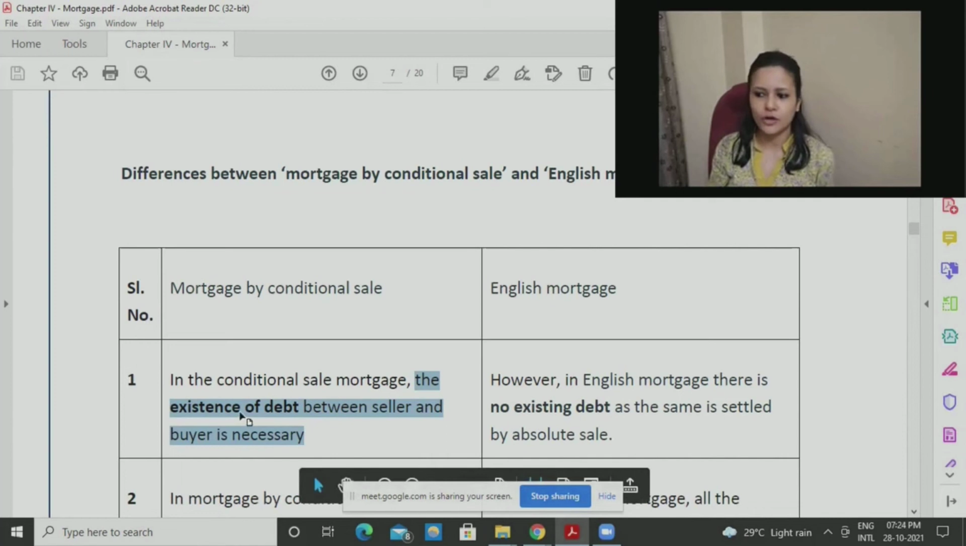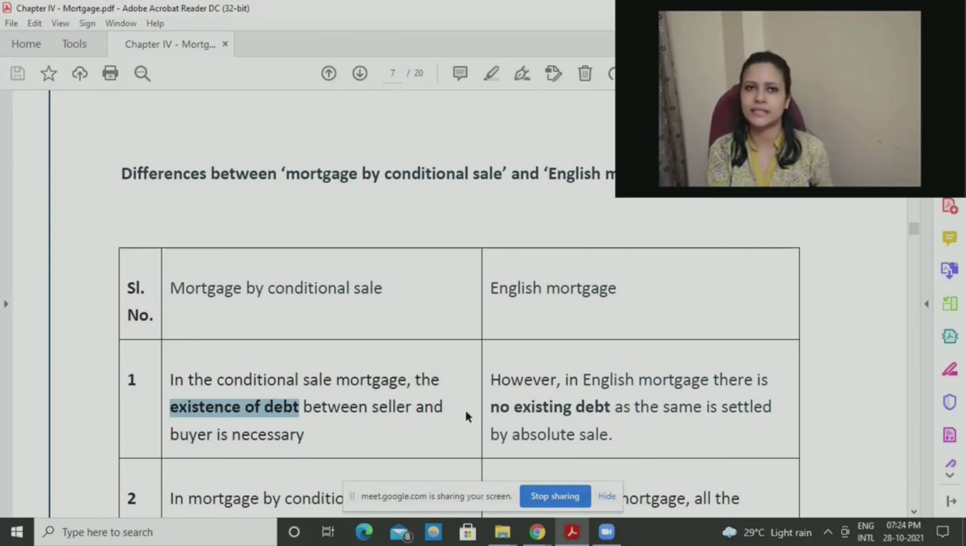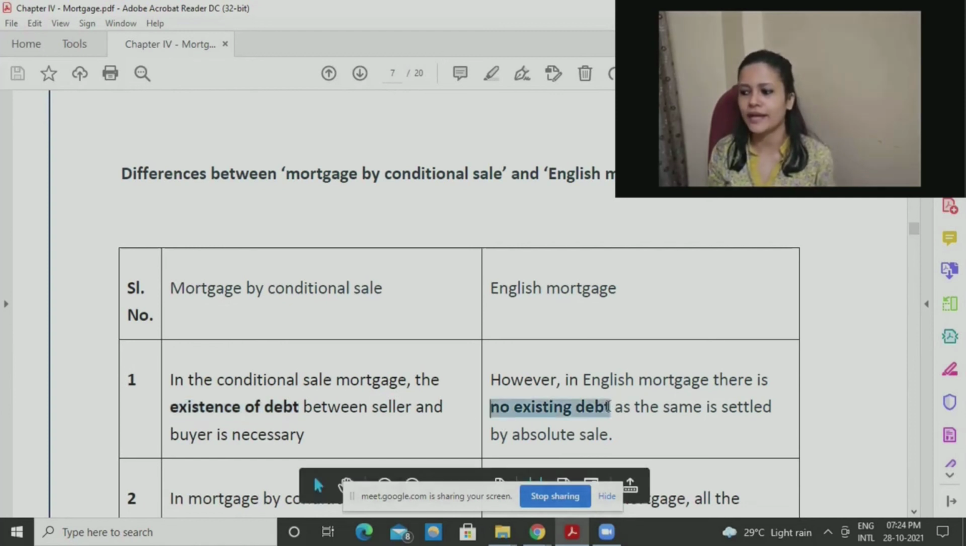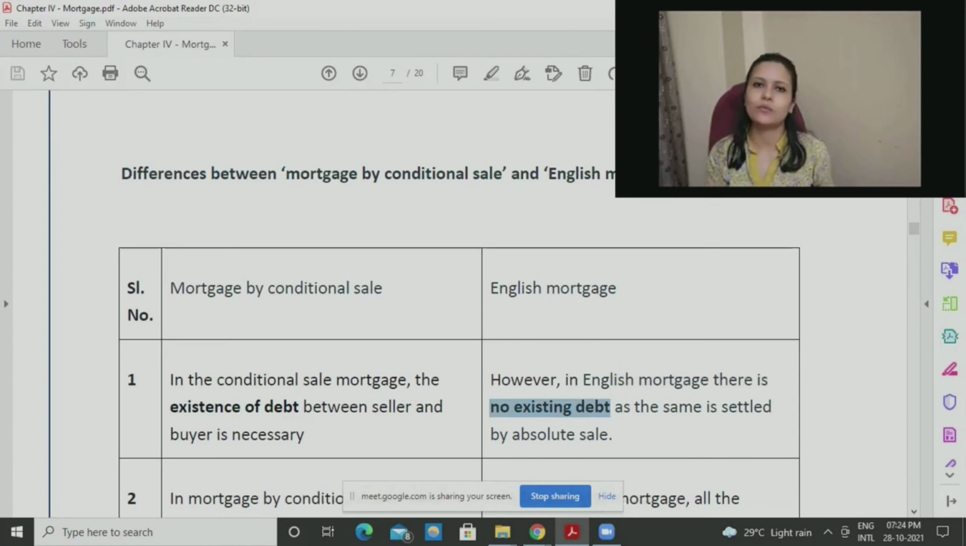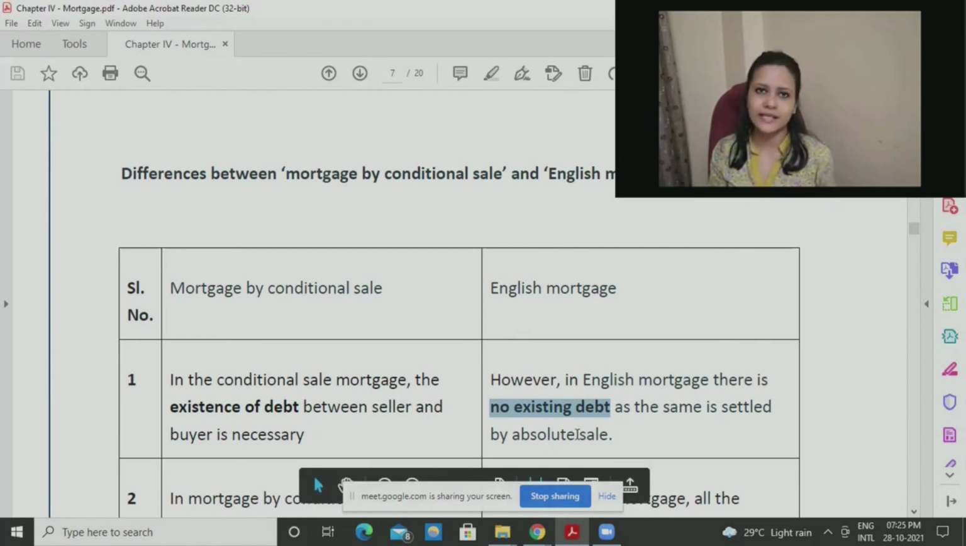So in case of mortgage by conditional sale, the existence of debt is there. It's not already settled between parties. Just the provision is mentioned that how it will be settled at a later stage, if the mortgagor is not able to repay the amount. But in case of English mortgage, there is no existing debt as such, because the amount was given and a complete sale was also there. Completely property was transferred. Yes, there is a proviso, and that's how it is not like a proper sale as we discussed under chapter 3 of the Transfer of Property Act. Just because of that proviso it is different, but otherwise there is no existing debt as such, already it's settled.